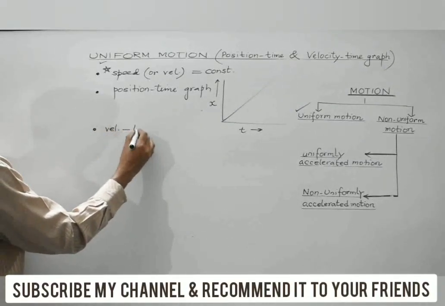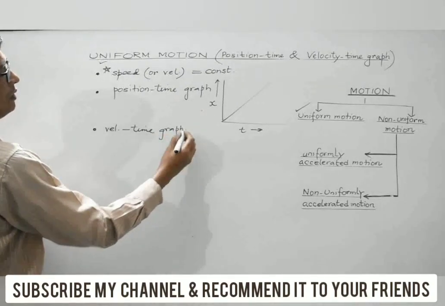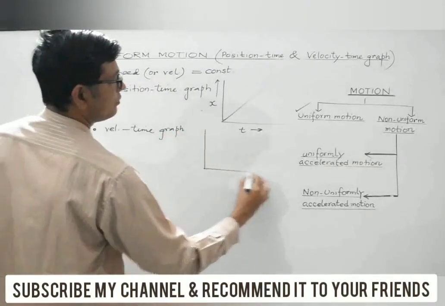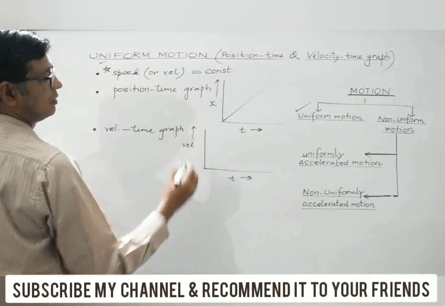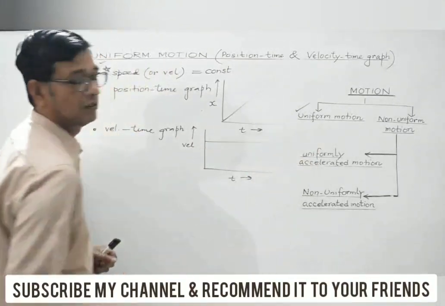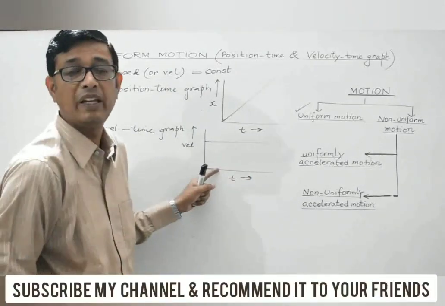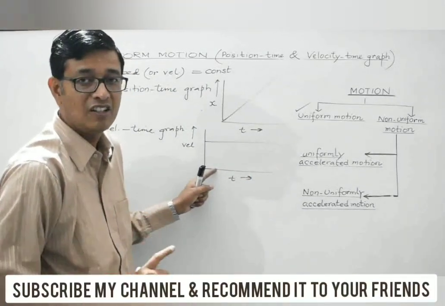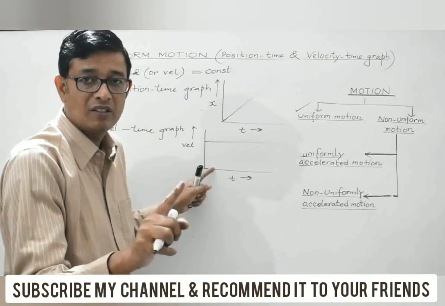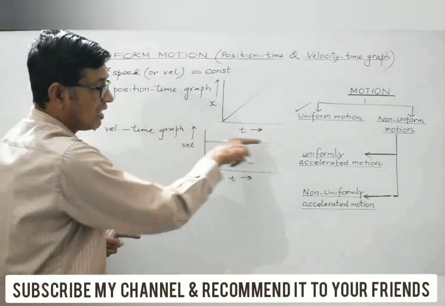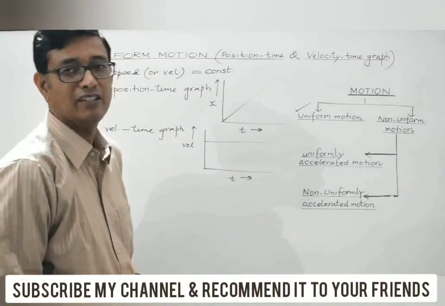Velocity or speed time graph. It should be like this. Time, this is speed or velocity. It should be a straight line, because with the passage of time, the speed or velocity of the body will remain constant. It will not change. So, if a body possesses uniform motion, then its velocity time graph is a straight line parallel to the time axis. Right? I am repeating these 3 points.